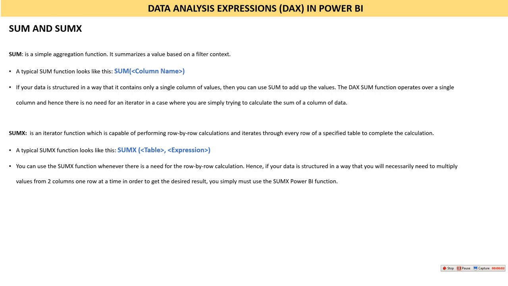Aggregators and iterators are two different categories of computation engine used in DAX, and they can be used in various contexts. Examples of aggregator functions are SUM, AVERAGE, MAXIMUM, MINIMUM, and COUNT, while iterator functions are functions that have X at the end. An example of such a function is the SUMX function.